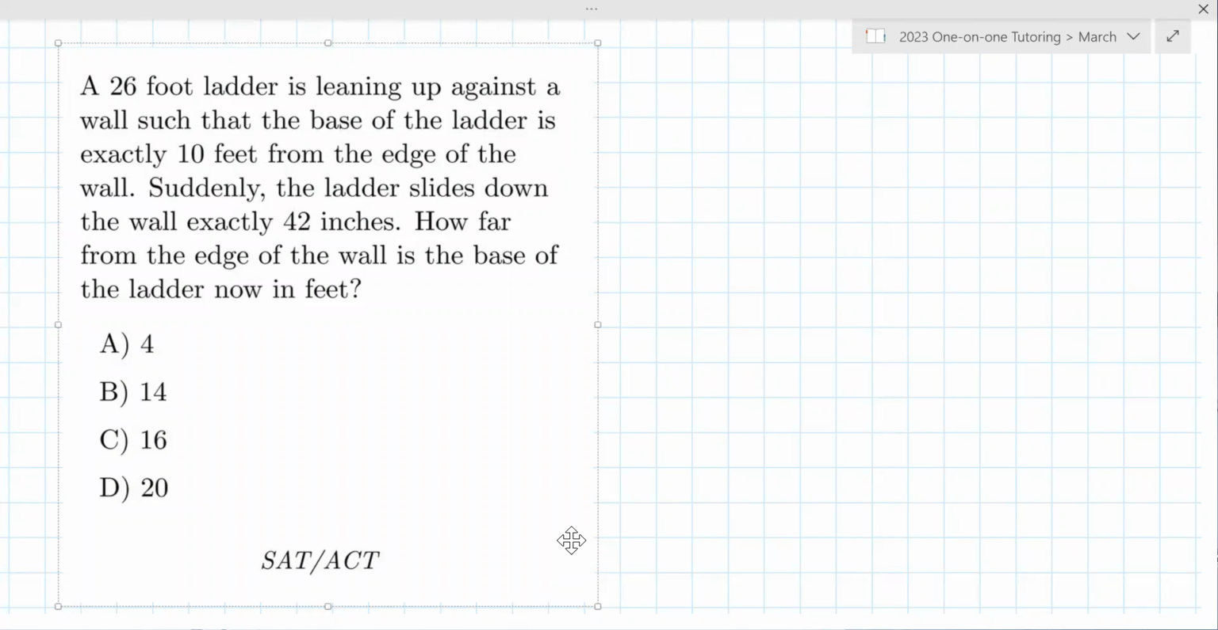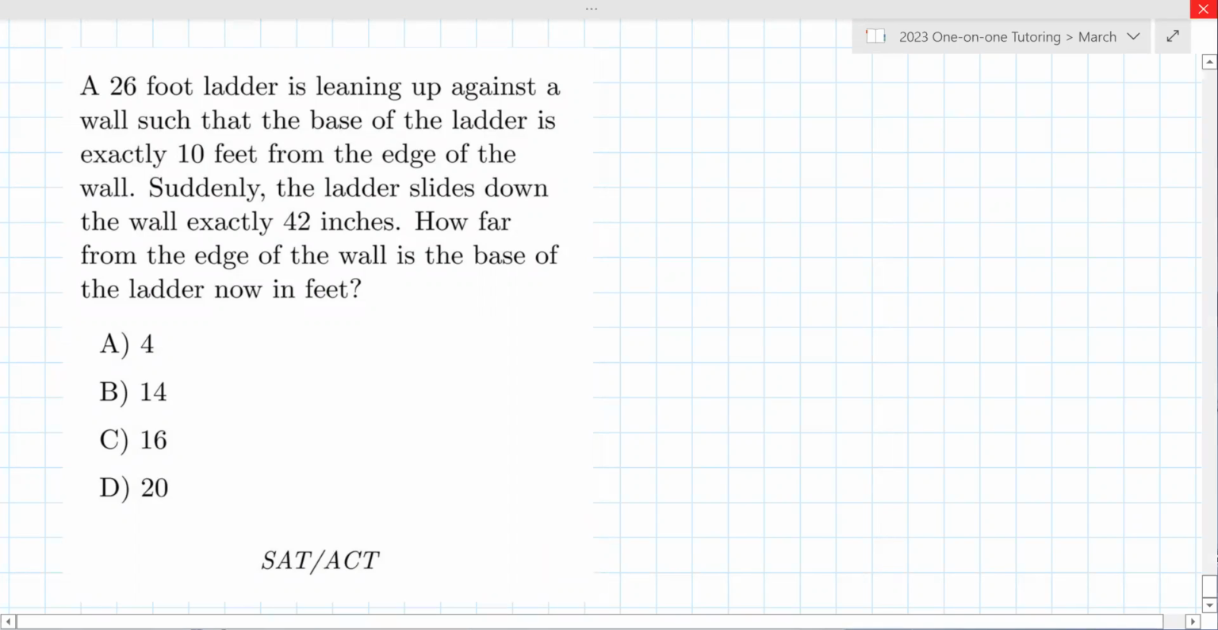A 26-foot ladder. The base of the ladder. So then we know all the dimensions of the first triangle. That's right. Well, you have to find the missing dimension, but yeah. Don't we have the hypotenuse because it's 26 feet? But you don't know how high up it is on the wall. Okay, so 26 and then 10. So then what is 26 squared? 676.